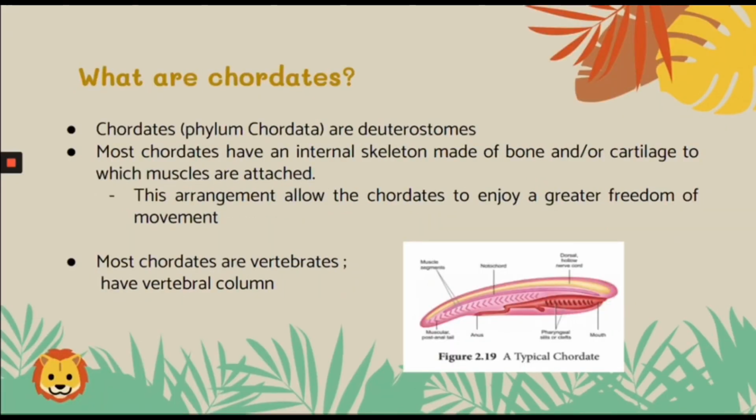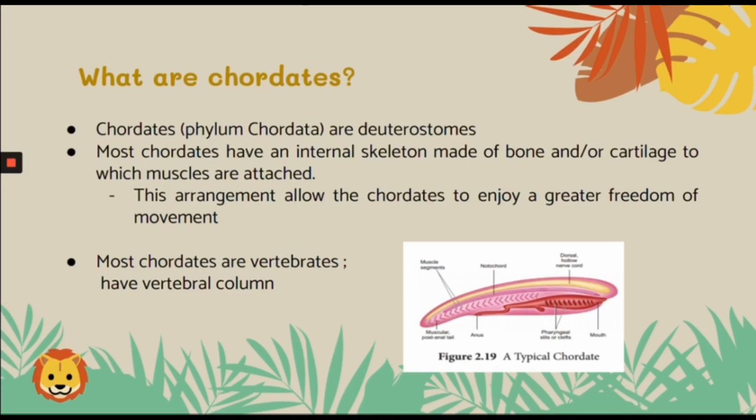So, what are chordates? Chordates from the phylum Chordata are deuterostomes. As we have learned earlier, a deuterostome is a type of animal which has 2 openings, which are the anus and mouth. Most chordates have an internal skeleton made of bone and/or cartilage to which muscles are attached.